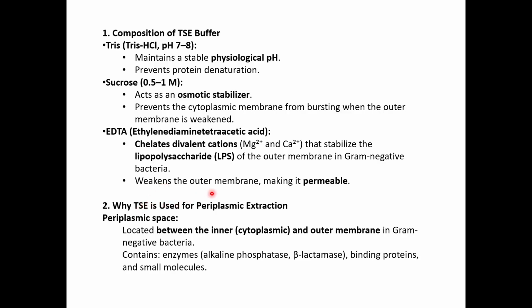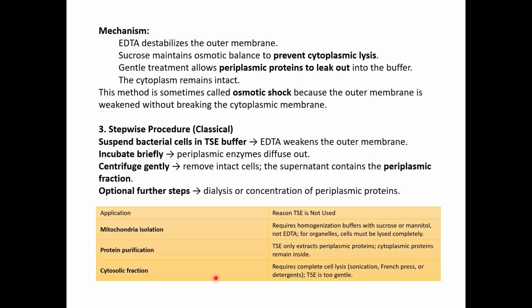Why is TSC used for periplasmic extraction? The periplasmic space is basically located between the inner and the outer membrane in case of gram-negative bacteria. It contains enzymes like alkaline phosphatase, beta-lactamase, binding proteins, and small molecules.